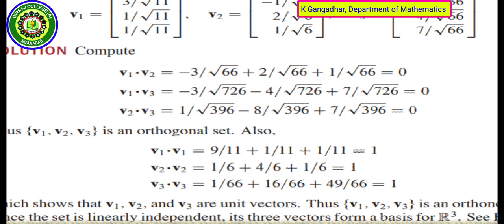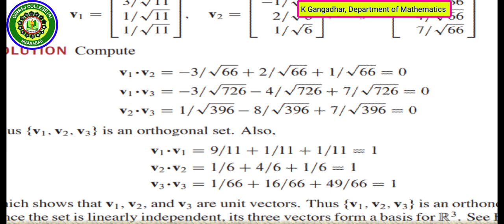For the inner product of v1, v2, we multiply these two, v1 into v2, and we get the value 0. Next, the inner product of v1, v3, v1 transpose into v3, that value we get is 0. Next, the inner product of v2, v3 is also 0. So now the inner product of different vectors is 0 here.